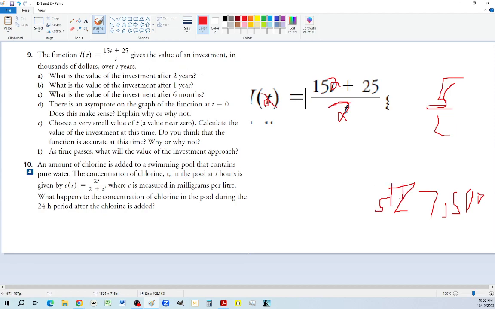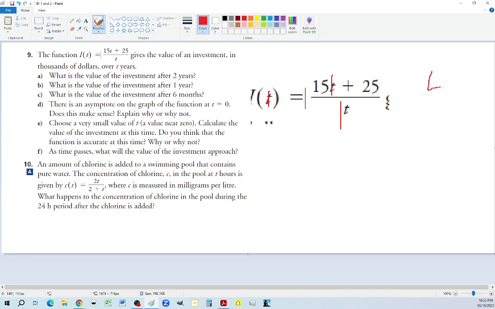And then you do the same for 1. When we plug in a 1 here, we get 15 plus 25 over 1. 15 plus 25 is 40 over 1. So our investment is higher after 1 year. So that means this investment is going down.